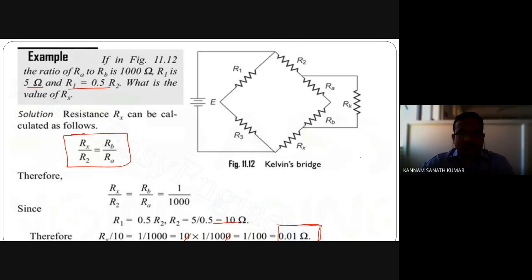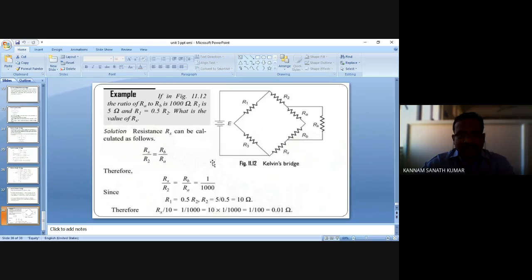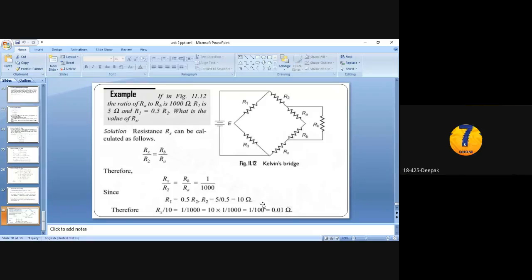So this is about the Kelvin bridge. The Kelvin bridge is mainly used to find the resistance of lead contacts, lead resistances or contact resistances. We can find this amount of resistance.